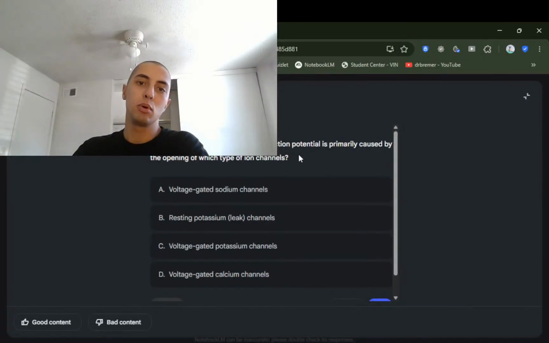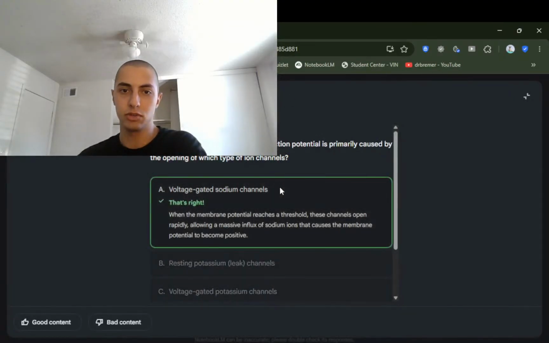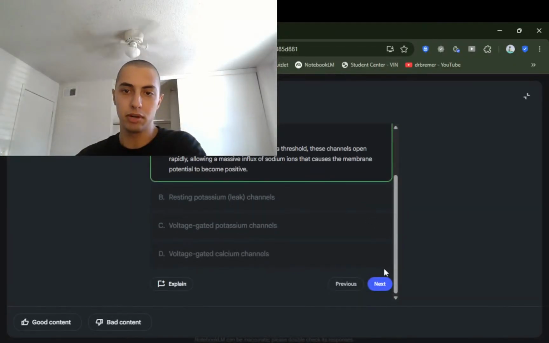The rapid depolarization phase of an action potential is primarily caused by the opening of which type of ion channels? Depolarization, I think, is the opening of sodium channels, yes. When the membrane potential reaches a threshold, these channels open rapidly, allowing a massive influx of sodium ions that causes the membrane potential to become positive.